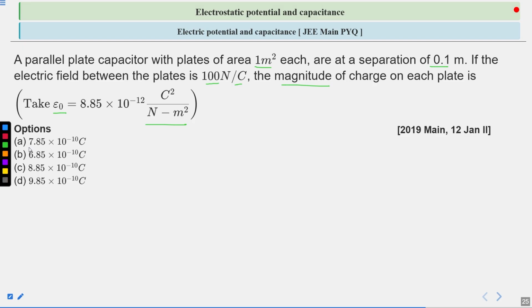We have to find the magnitude of the charge on each plate. Option A is 7.85 into 10 to the power minus 10 coulomb. Option B is 6.85 into 10 to the power minus 10 coulomb. Option C is 8.85 into 10 to the power minus 10 coulomb. And option D is 9.85 into 10 to the power minus 10 coulomb. So I will give you some time.